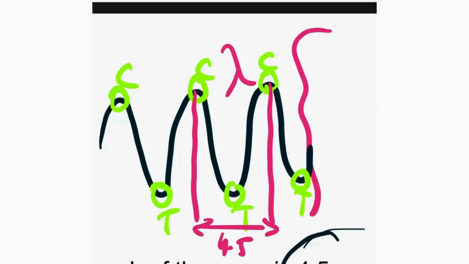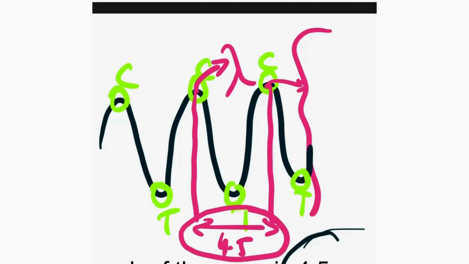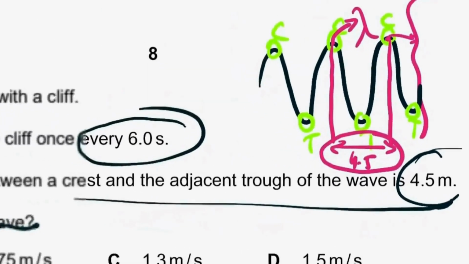Okay, the distance between adjacent crests is the wavelength of the wave, and every 6 seconds the crests are hitting the cliff. That means once this crest hits the cliff, after the very next 6 seconds, this crest will hit the cliff. Okay, that means this 4.5 meters of distance is covered in 6 seconds, right? So we can use this information.